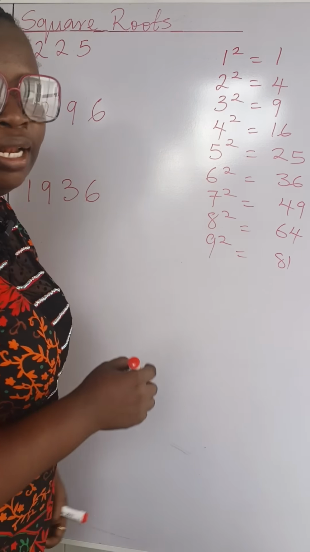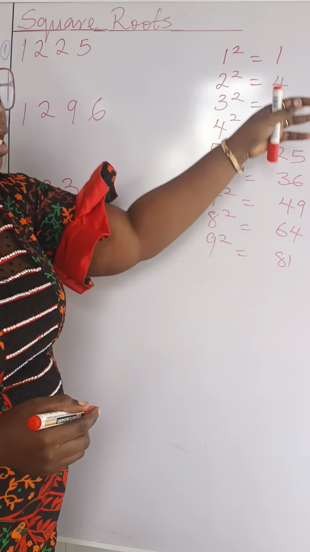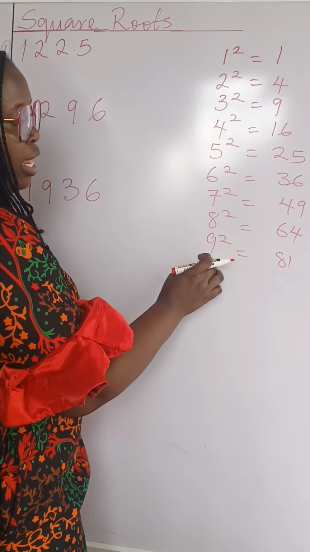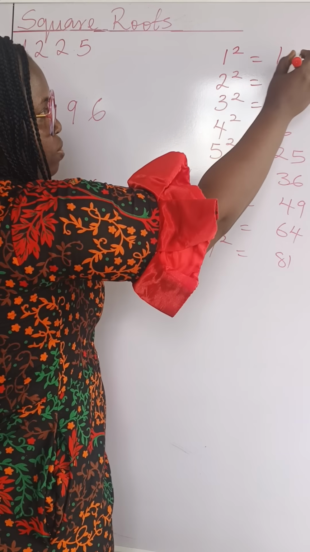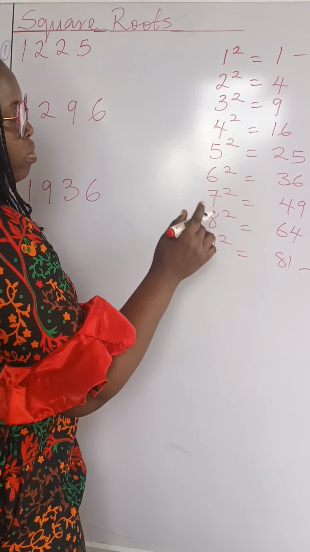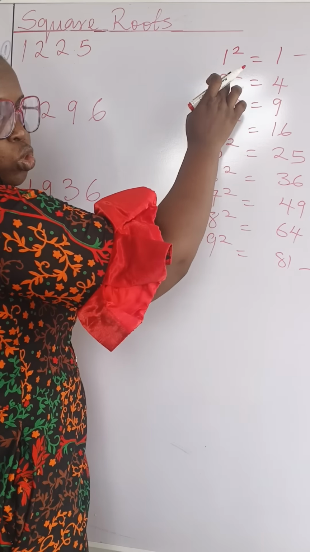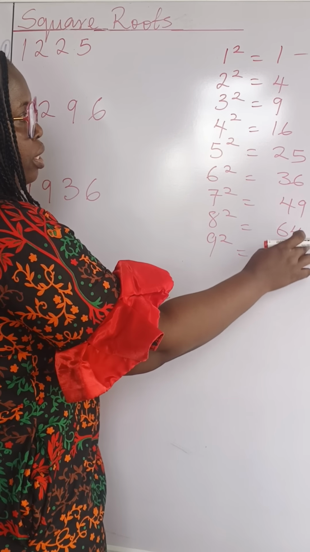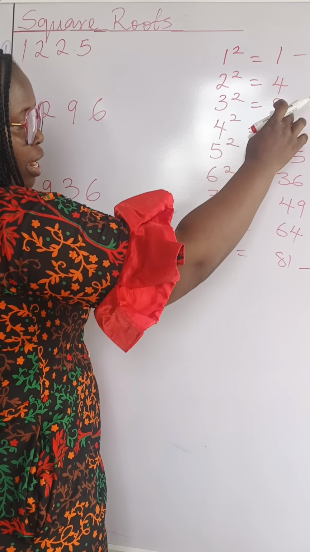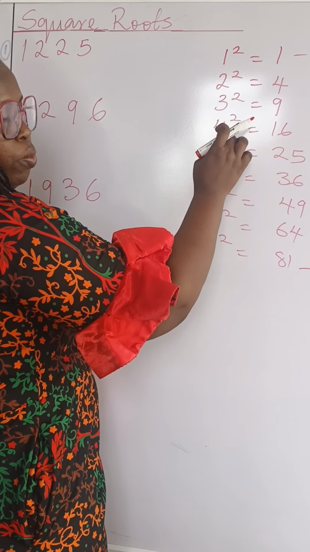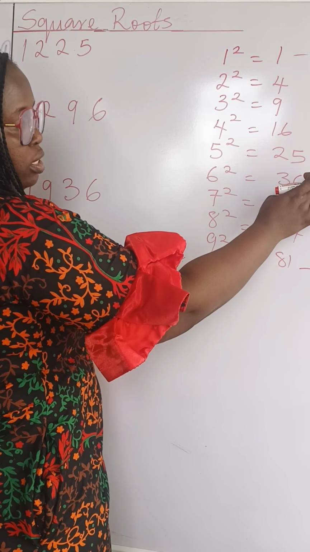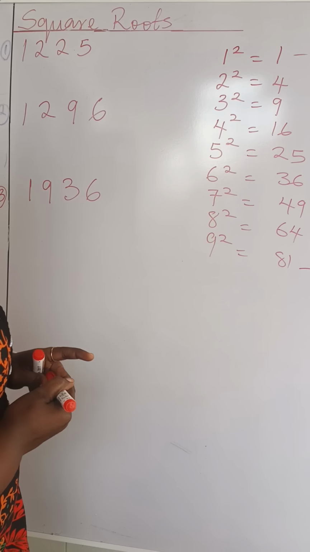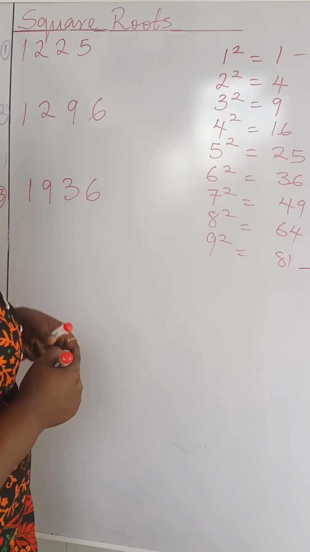Looking at these numbers, let's observe one thing: what ends them. You find that 1 squared ends in 1, and 9 squared also ends in 1. These two end together. Then 4 ends 2 squared, and 4 also ends 8 squared. The same thing: 3 squared and 7 squared both end in 9, and 4 squared and 6 squared both end in 6. It's only 5 squared that is on its own. So this is going to be a guide on how to solve this, right?